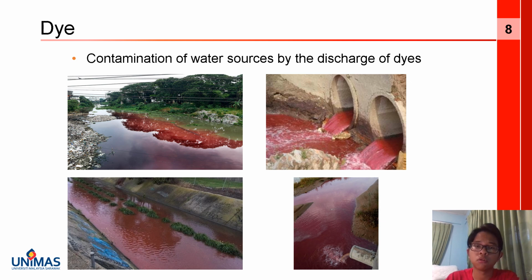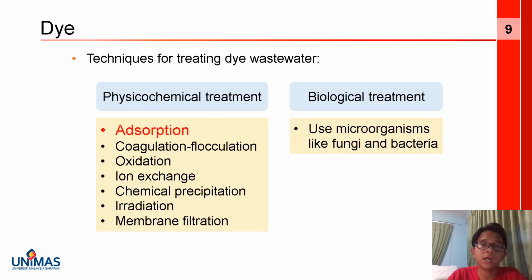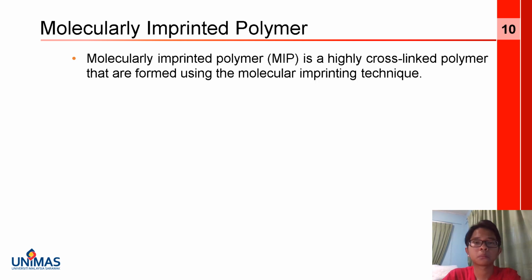The dye is also toxic, carcinogenic, and has a low biodegradability. This will interfere with the photosynthetic activity of the underwater plants and microorganisms to produce oxygen. There are many methods to treat these dye effluents. The adsorption process is usually employed because it is cost-effective and simplest to conduct. Many adsorbents can be used in the adsorption process, and one of them is molecularly imprinted polymer, or MIP.